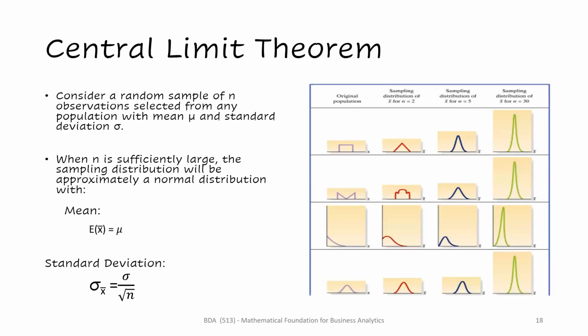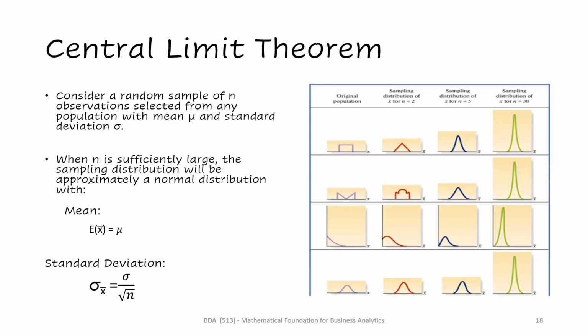So let's see. Consider a random sample of n observations selected from any population with a mean mu and a standard deviation sigma. When n is sufficiently large, the sampling distribution will be approximately a normal distribution, where the expected value of the sample mean is equal to the population mean.